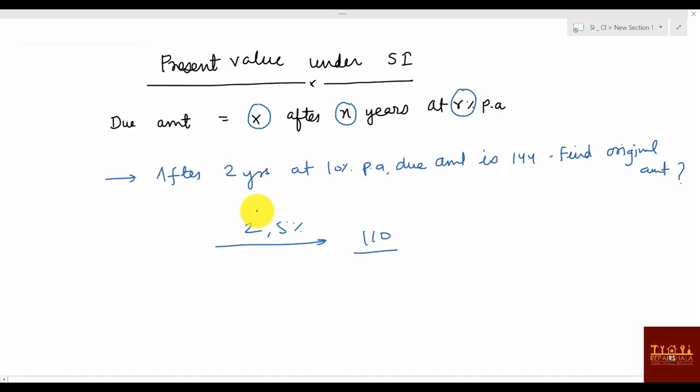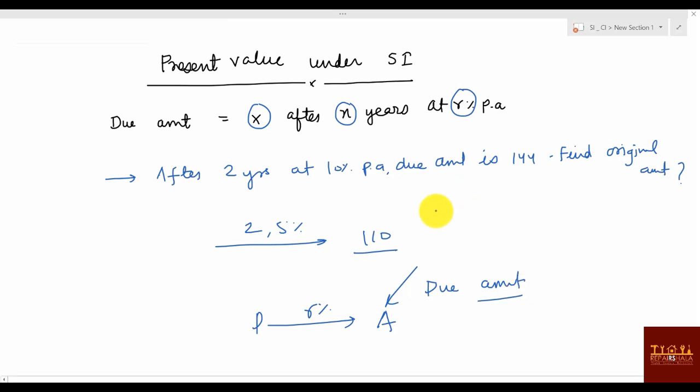There's no difference between simple interest calculation and present value calculation. It is the same thing. Only, the due amount is the thing which you have to return back. That's it. Principal will be there, rate of interest will be there, and amount will be there. Generally this amount is called the due amount, right? Okay. So let's talk about this.